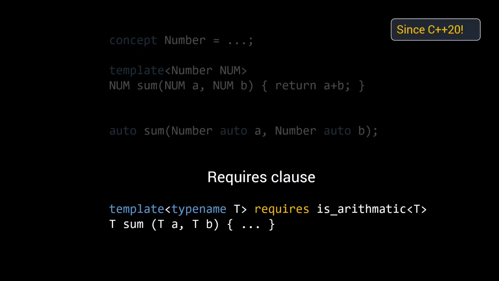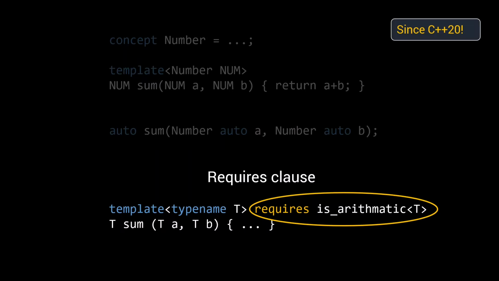I personally use them to impose ad hoc constraints that I won't need anywhere else, as you don't need to first define the concepts when you use a requires clause. Just like with concepts, we use constraint expressions to describe how the requires clause constrains the parameters. In this case, I'm using the isArithmetic type trait from the standard library to ensure that our sum function only accepts arithmetic types.